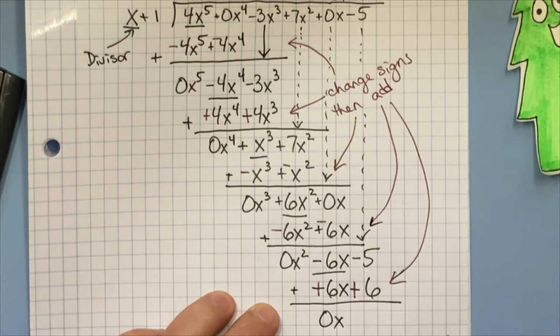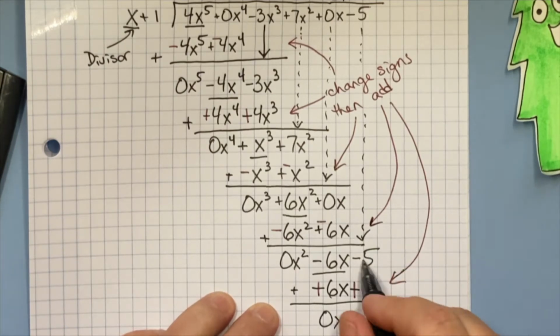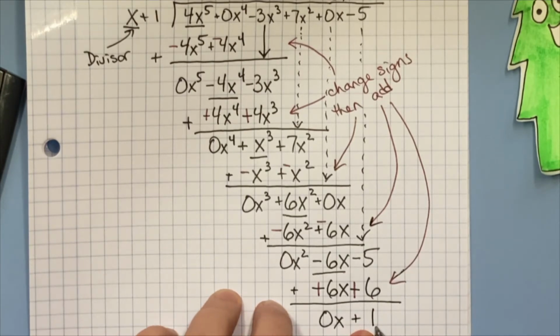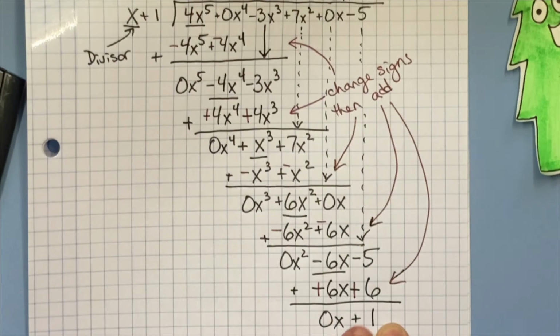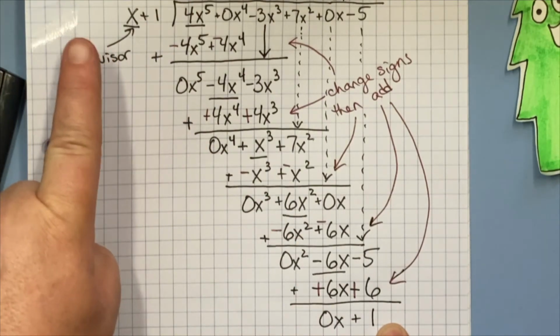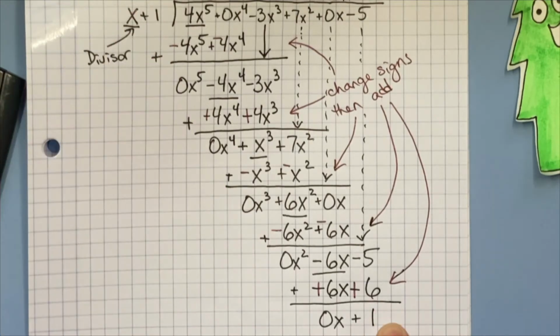And then I'm like, oh, so close. -5 plus 6 is 1. Now at this point, the degree of what I'm working with, this is just a number 1, the degree is 0. And the divisor up here is an x plus 1. That's a degree 1. So the divisor is too big. We can't make it go into 1.